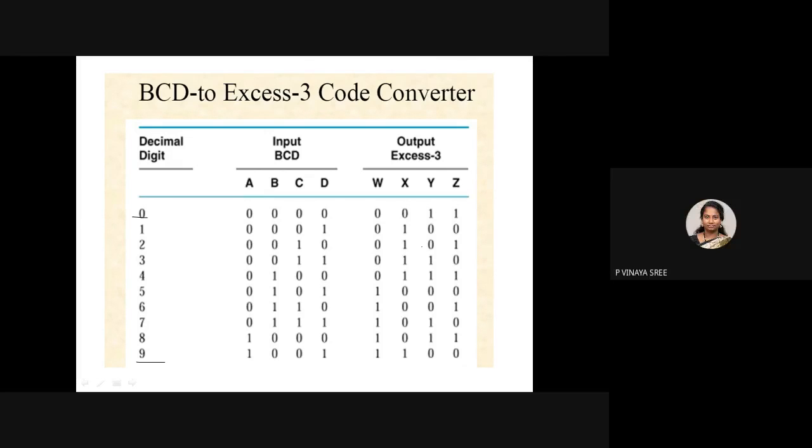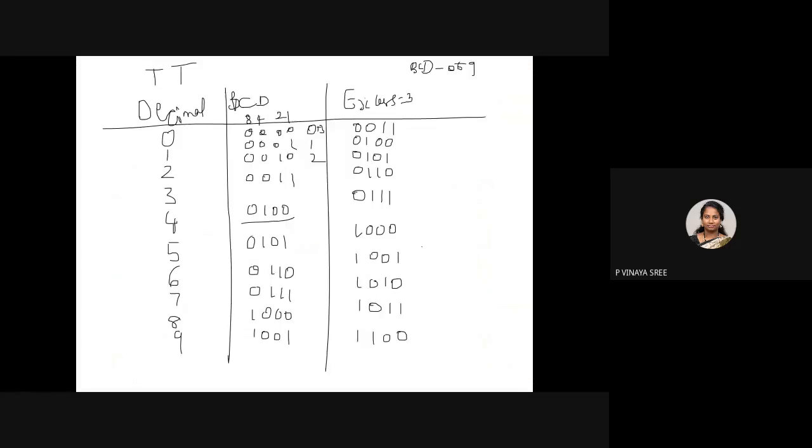K-maps. How many variable K-map will you select? 4. Yes, a 4 variable K-map. Okay, so let me take a 4 variable K-map.